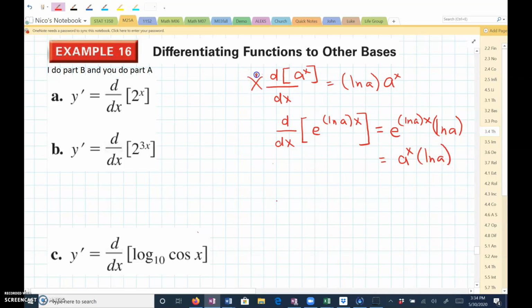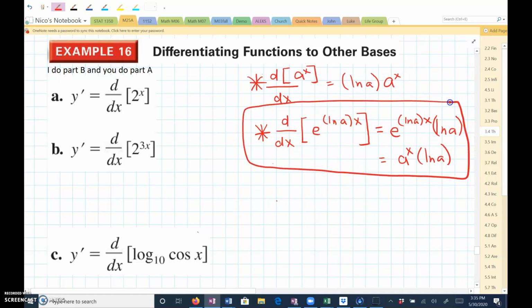I am fine if you just memorize the rule. I'm fine if you use this way. I like to use this way just because this is just sheer memorization. This takes more comprehension, understanding. I retain things longer if I understand where it's coming from. So I usually use that.